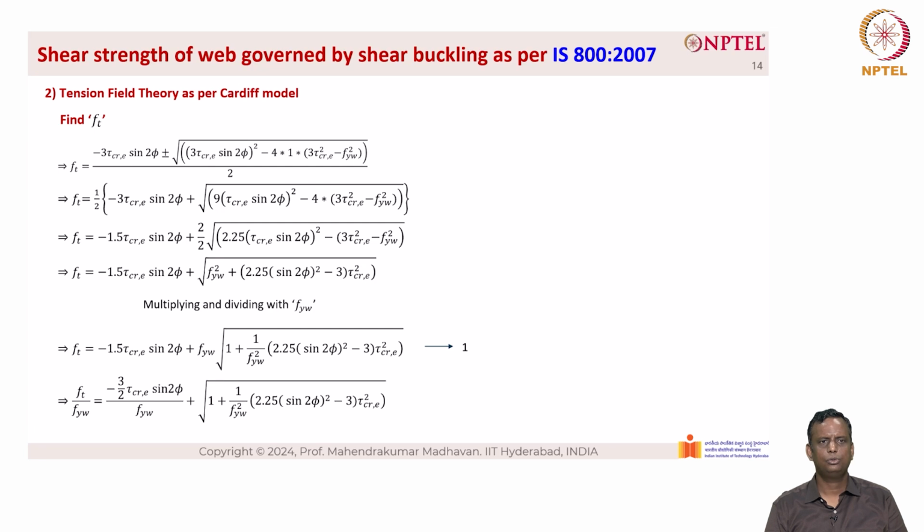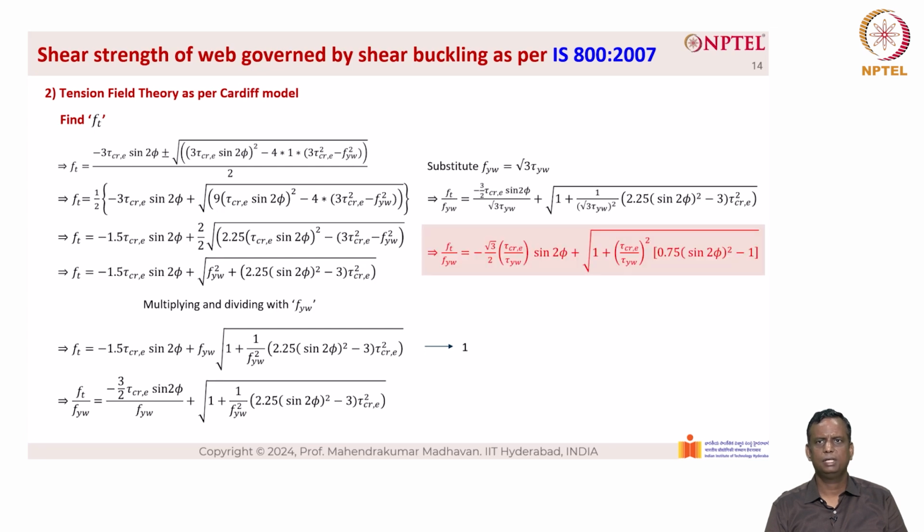One more time, we multiply the entire equation with F_t, and we have F_t divided by F_yw equal to −3/2 τ_critical,E sin 2φ divided by F_yw plus this F_yw outside the bracket goes inside the bracket, as you can see here. Now let us substitute F_yw equal to √3 τ_yw. So when we do so, we get another equation here.